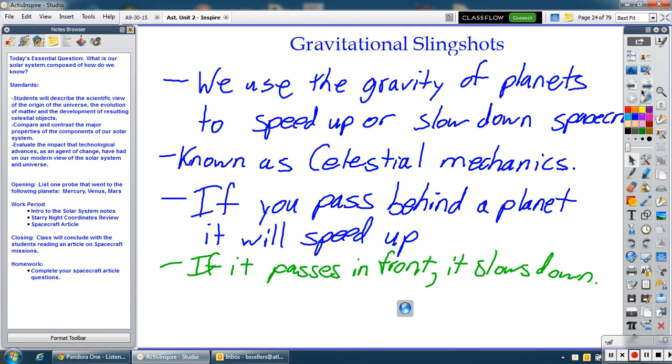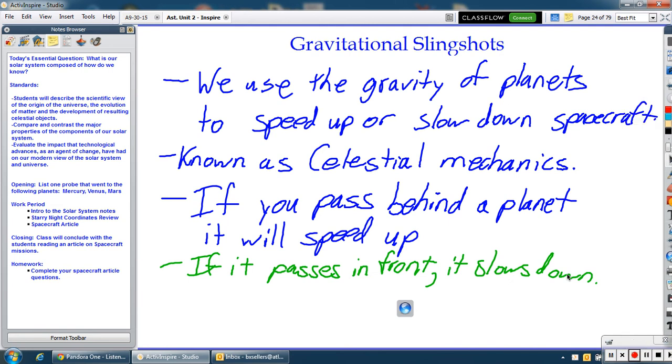Gravitational slingshots are the idea that we use gravity to speed up or slow down spacecraft. It is collectively known as celestial mechanics. And celestial mechanics is the idea that you can use planets and other bodies in space, like asteroids and stuff, to speed up or slow down. So if you pass behind a planet, it speeds up. You steal a little bit of the gravitational energy of the planet. If you pass in front of it, it creates a little bit of gravitational drag and it slows down.